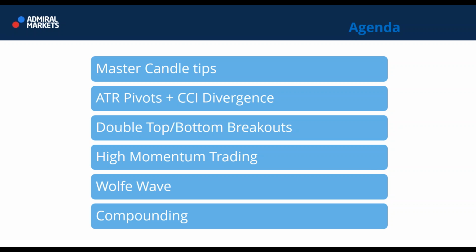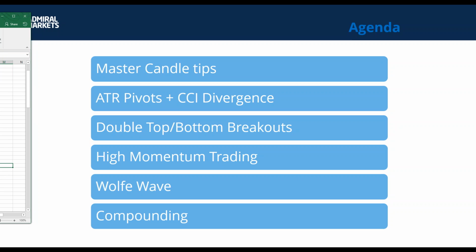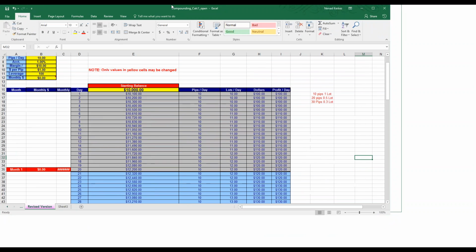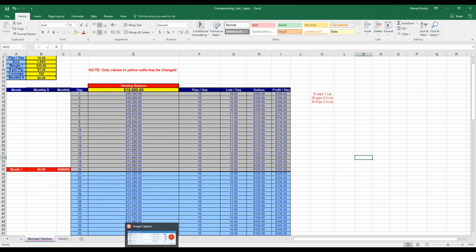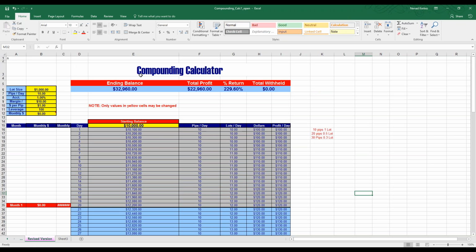And finally, compounding. Guys, have you ever in your Forex career tried to use compounding, or trade by using a compounding spreadsheet or chart? This is a compounding calculator. I already shared it with you, so you should definitely have it.